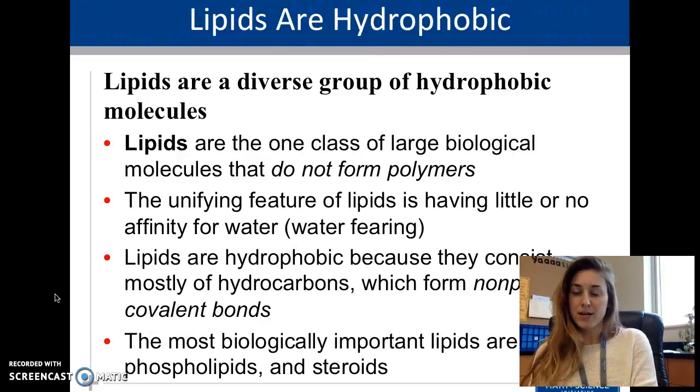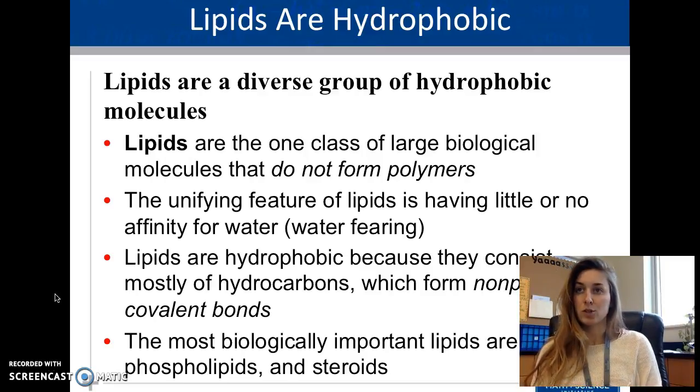Lipids are the next type of macromolecule we're going to talk about. Lipids are a diverse group. They are the only class that don't form polymers. The only thing that really unifies them as a group is that they have no affinity for water, right? So they are not soluble in water. They are hydrophobic because they consist of nonpolar covalent bonds, which means they don't have any charge, which means charged molecules like water can't pull them apart.